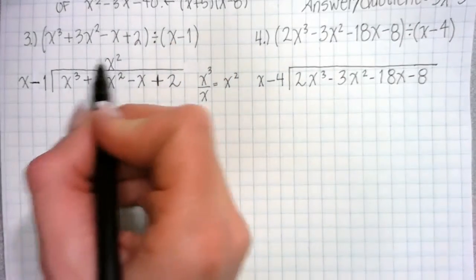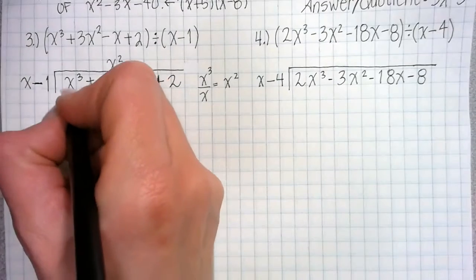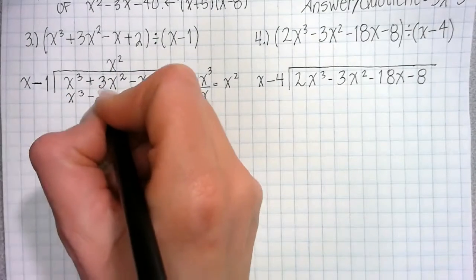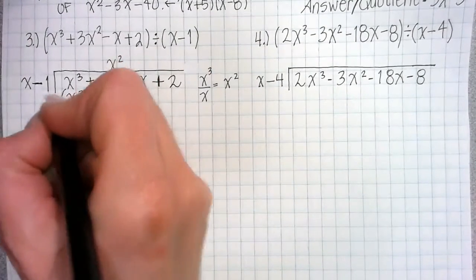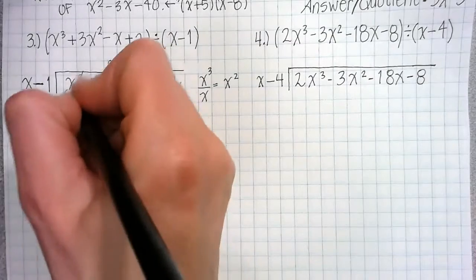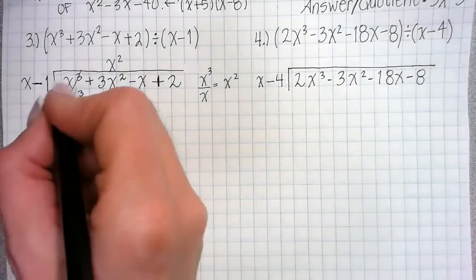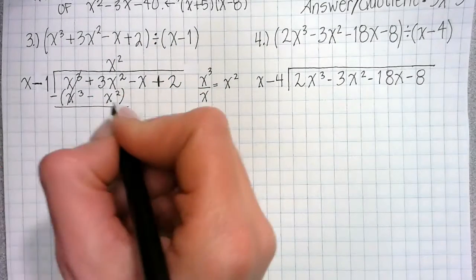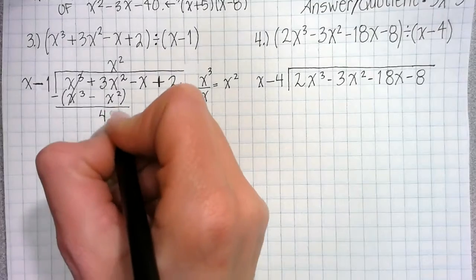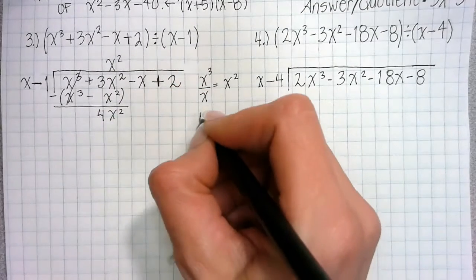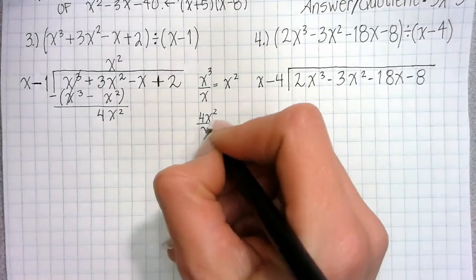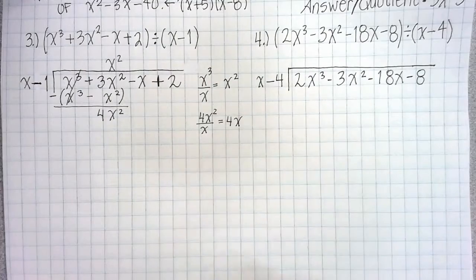We multiply this by this entire expression. So I'll get x to the third minus x squared. Parentheses, minus sign, underline, cancel. That subtracts, it's gone. 3x squared minus negative is plus, another x squared, 4x squared. Now I'm going to set up this next part, 4x squared divided by x, which will give me 4x.